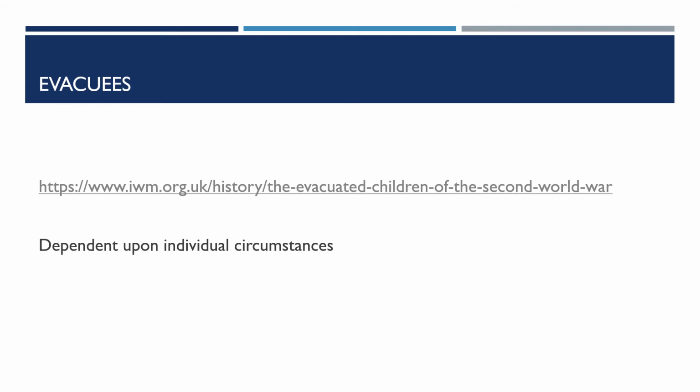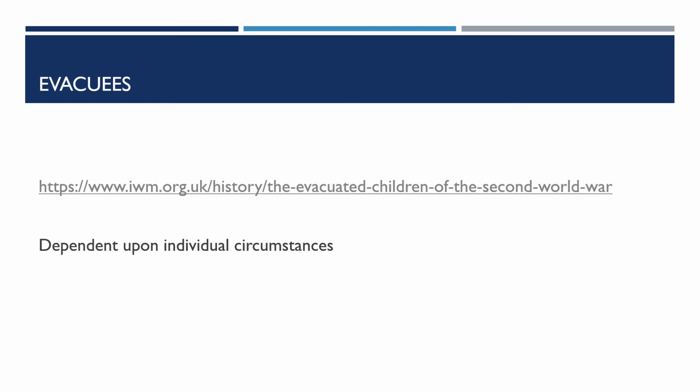Now, in terms of the parents themselves, there were lots of cases of children being evacuated and then their parents being killed, or other members of their family, because they stayed in the big cities. In some cases, those children obviously stayed with the family that they had been evacuated to, or they could have returned home and lived with another family member.